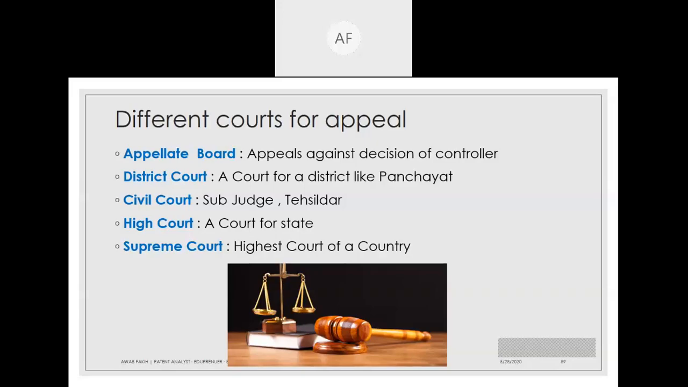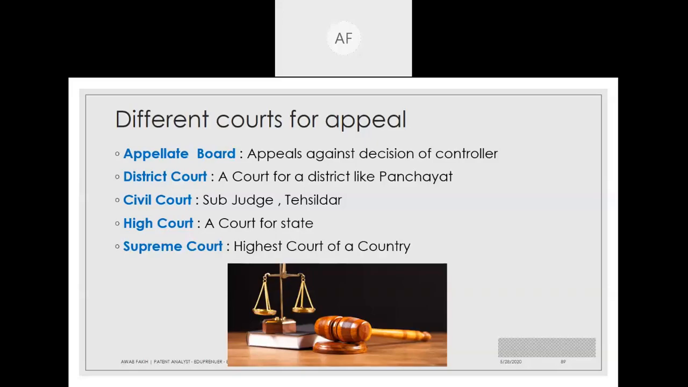Let's go with the different kinds of courts where you can appeal. If you're not satisfied with the decision of the controller, where can you appeal? In the case of a patent, you can approach the highest court of the country, which is the Supreme Court, or the lowest court of the country. It completely depends on your case. According to the law, you can go to any court.